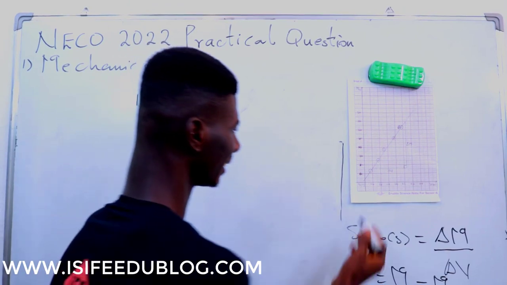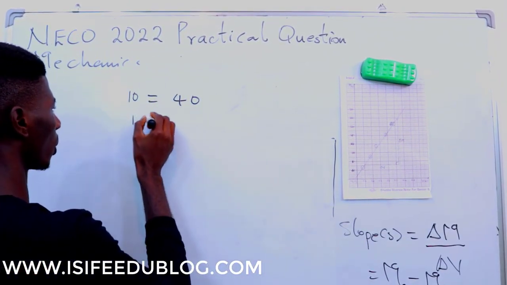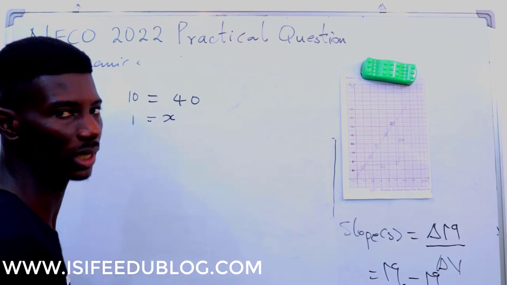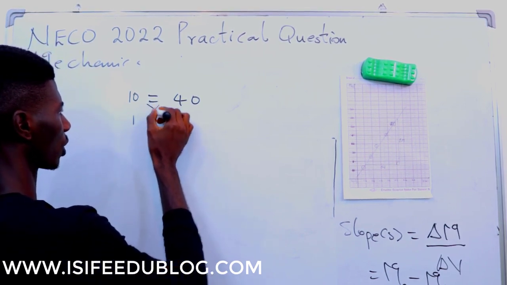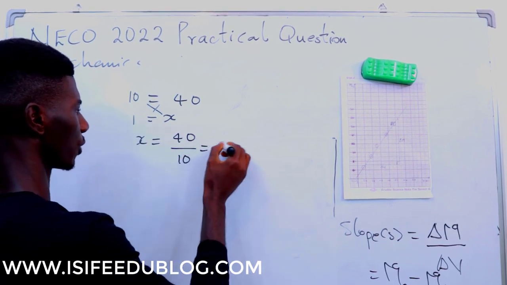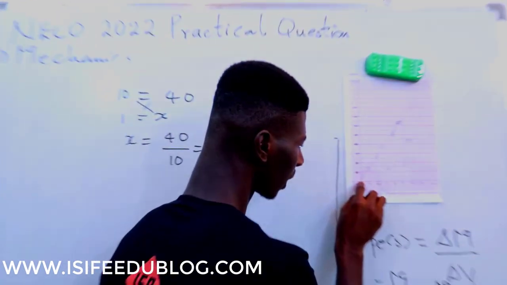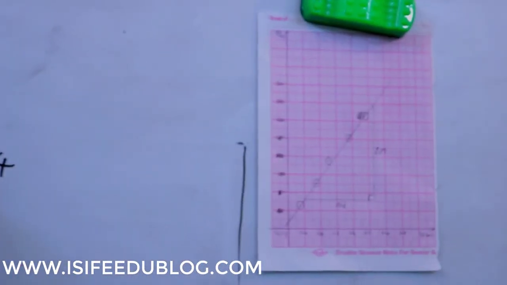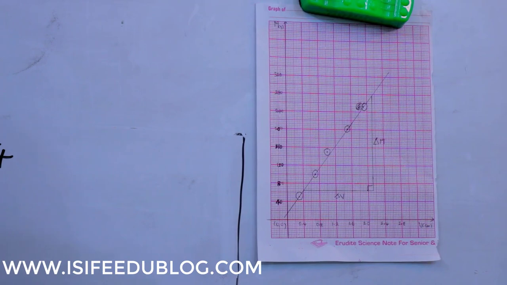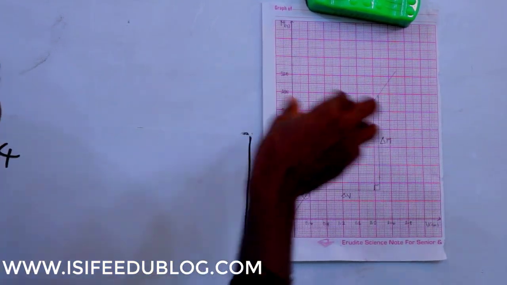But your interest is the value of one single line. So if 10 lines is equal to 40, what will one line give us? We can call it x. If you cross multiply, you find out that one line will be 40 divided by 10, which is 4. So the value of one line here is 4. Very easy.